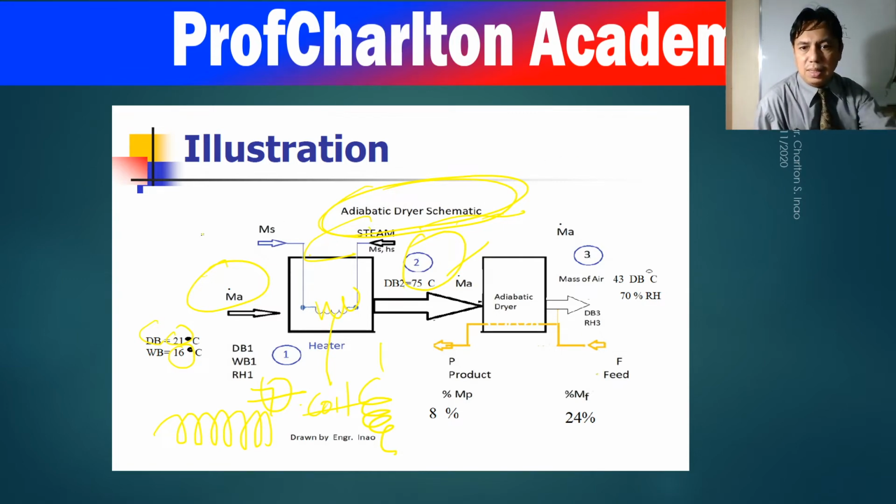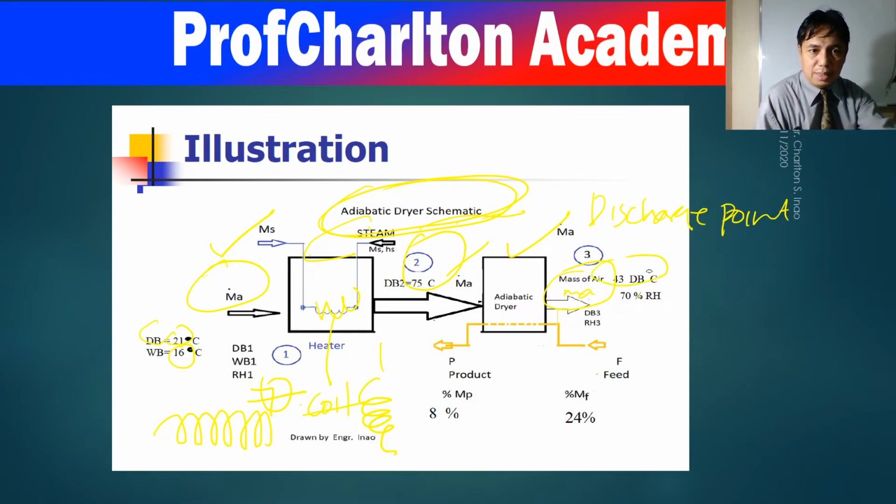Here the mass is still constant, the mass of air, because of the law of conservation of mass and the law of conservation of energy. Mass entering equals mass leaving. Whatever you put in will come out. So the mass of air is still constant. At the output or discharge point of the dryer, we have this mass of air at 43 dry bulb and 70% relative humidity.